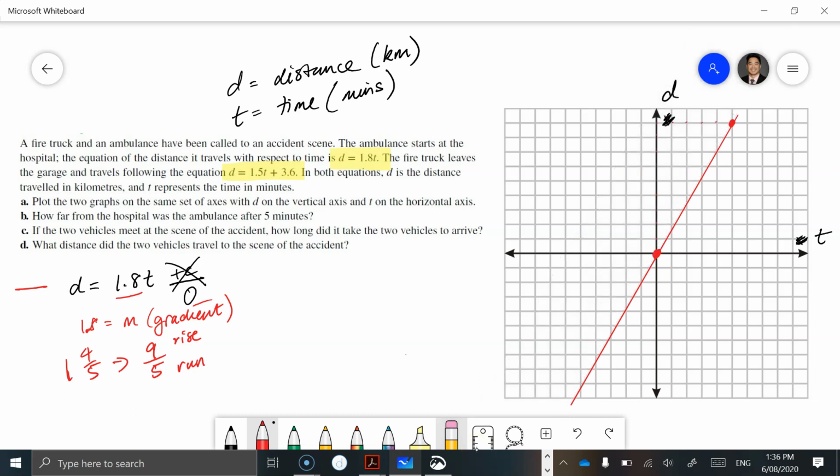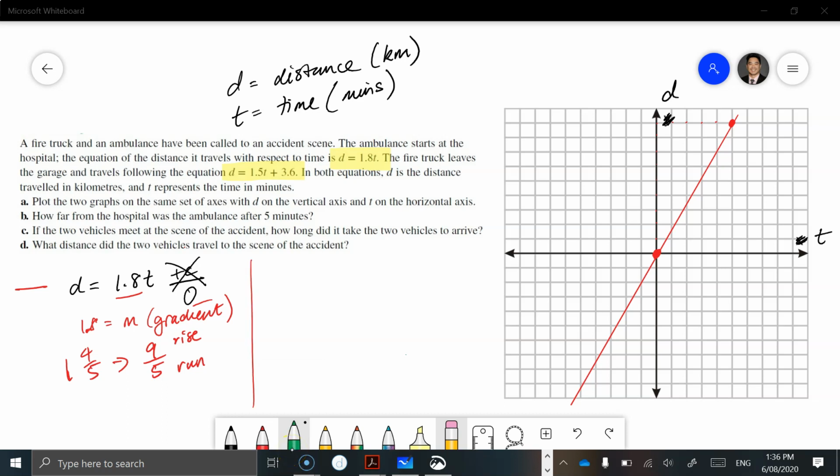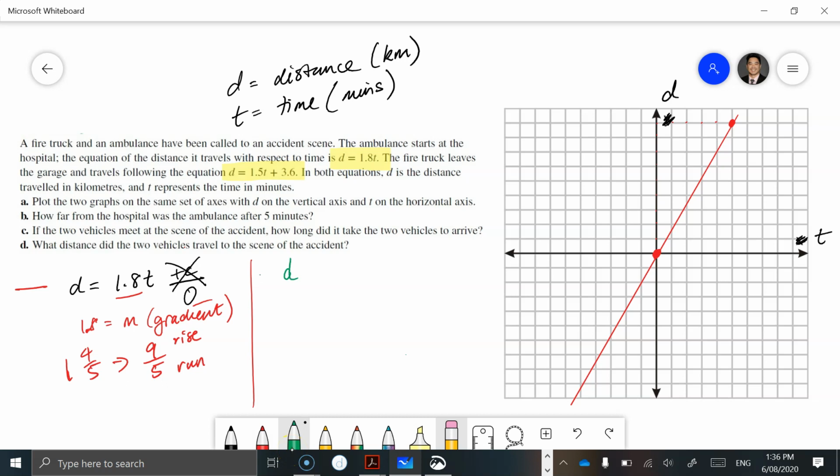So there's our first graph. It's straight enough. And then we're going to move on to the next one. Okay, so we've got D, and I'll make that green, is equal to 1.5t plus 3.6. So 3.6 is our y-intercept, and so it's a decimal. So 3.6, so we got 1, 2, 3, that's a 4.